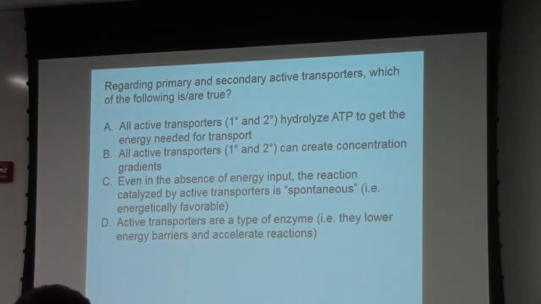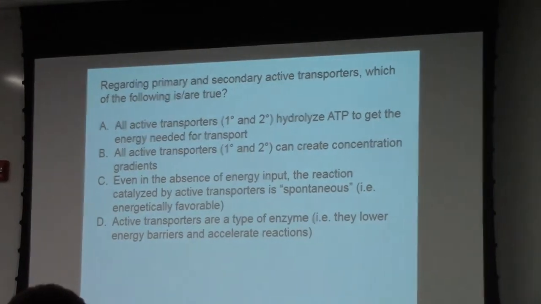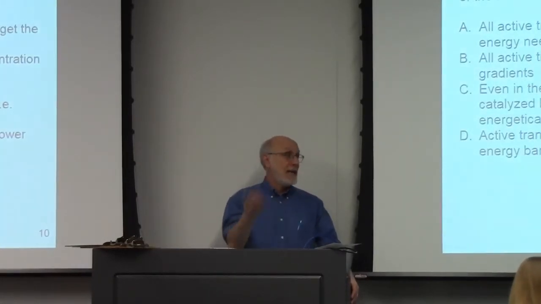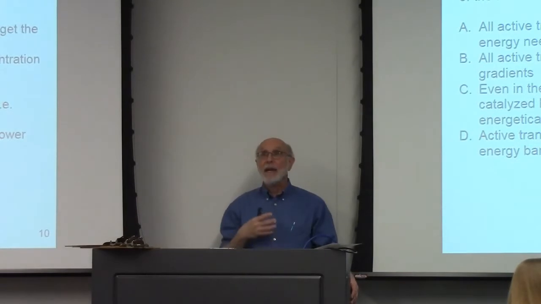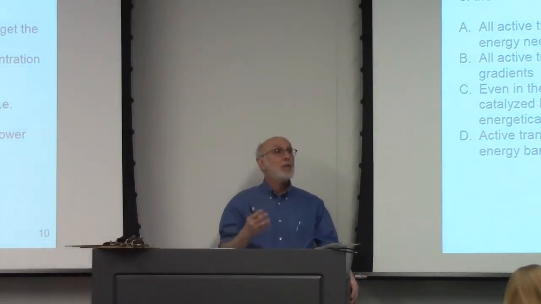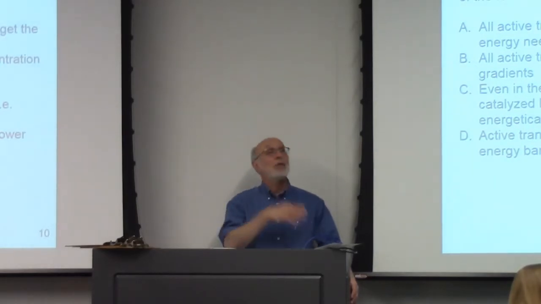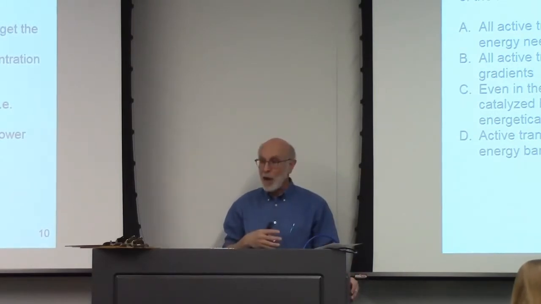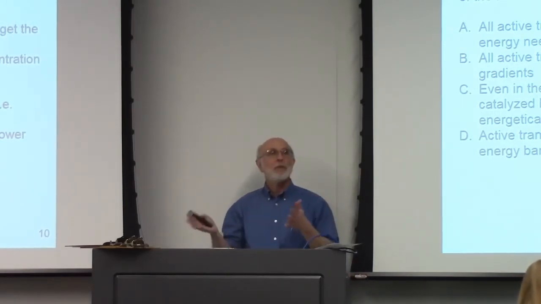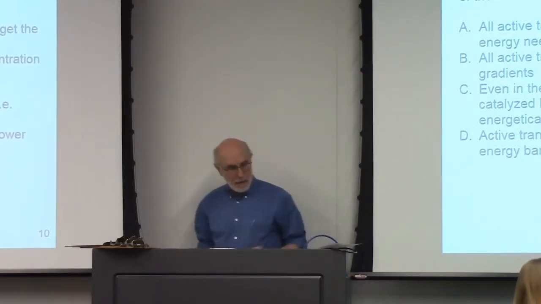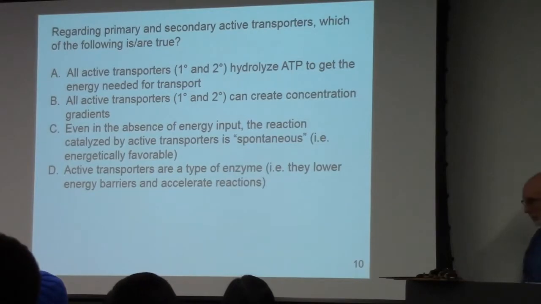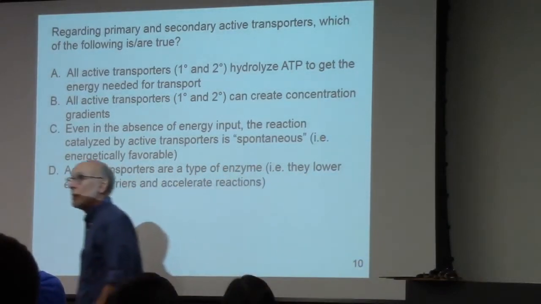Primary and secondary active transporters. Remember, let me just unpack that a little bit. Primary active transporters are the active transporters that hydrolyze ATP. Secondary active transporters are the transporters that use one solute gradient to create, build, or maintain another solute gradient. That's the difference between primary and secondary. So now I've given you some of the answers, that's fine, but go ahead and do this as a clicker.